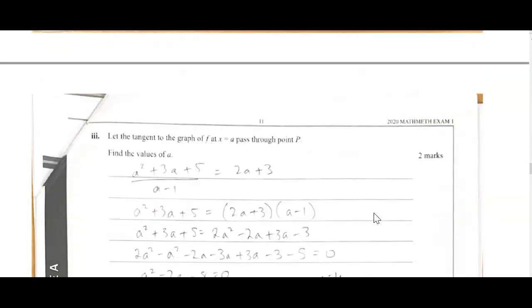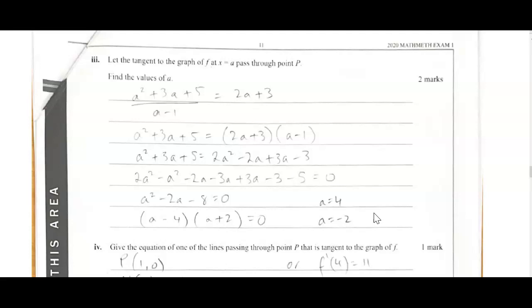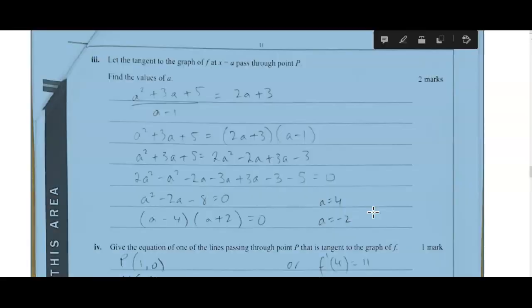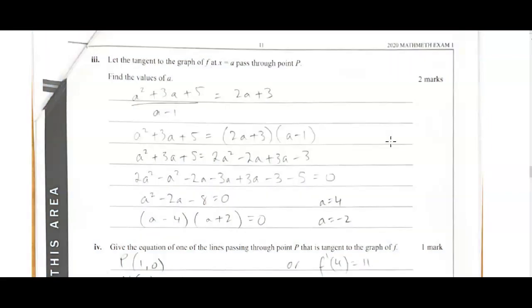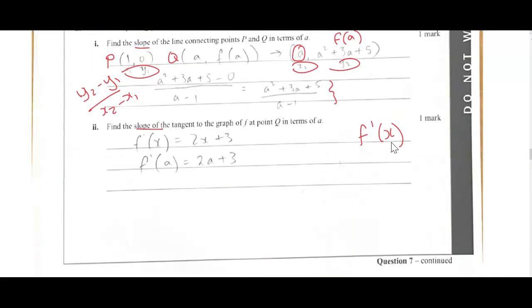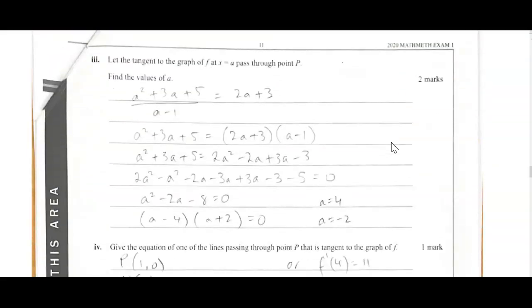All right, moving along to part 3. Let the tangent to the graph of f at x equal a pass through the point P. So again, we're just using the slope formula. So, actually, which we did, I'm just realizing we did here. All right, so remember we found the slope here. So here's the slope, and this is also the slope. So in part 3, all I've done was let the two slopes equal each other, and then I solved for a.